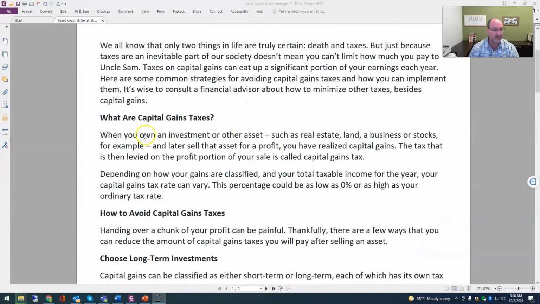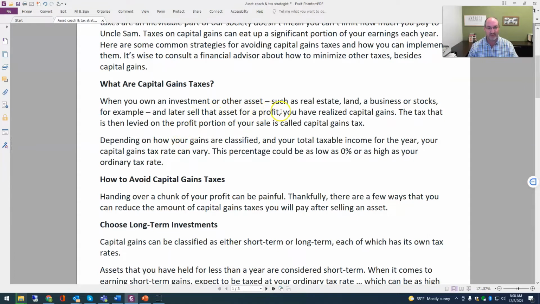What are cap gains? Well, when you own an investment or another asset, such as real estate, by the way, the word investment is asset. Okay. Why would you invest in something that does not create growth that potentially turns into income? Right? So an asset is an investment. You're investing in assets. I just want to clarify that. Such as real estate, land, business or stocks, for example, and later sell that asset for a profit.